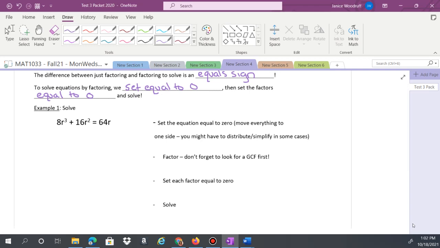So we have 8r cubed plus 16r squared equals 64r. So the first step is we want to set the equation equal to 0, which means we want to just move everything to one side of the equation. And sometimes we have to distribute and simplify to do that. So on my right side, I have the 64r. I'm going to subtract it over to my left side. It doesn't combine with anything, so I just end up writing everything next to each other. So I go 8r cubed plus 16r squared minus 64r equals, and then on this side, these guys cancel each other out, so that will equal 0.